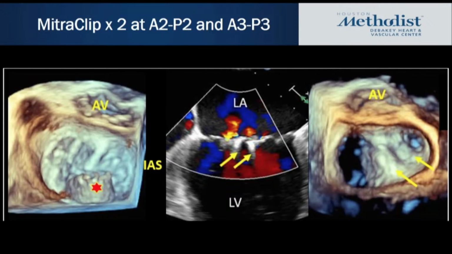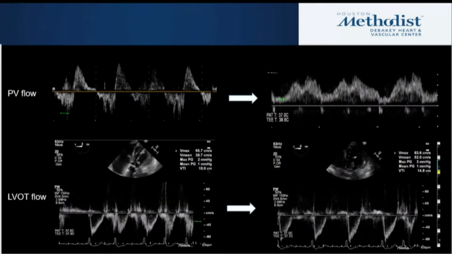So again, 3D imaging and anatomical characterization of these lesions is important for procedural planning. This is the baseline pulmonary venous flow in this patient, and you can appreciate the systolic flow reversal followed by an upright systolic wave after the clips were deployed. This also resulted in an improvement in the LVOT stroke volume.